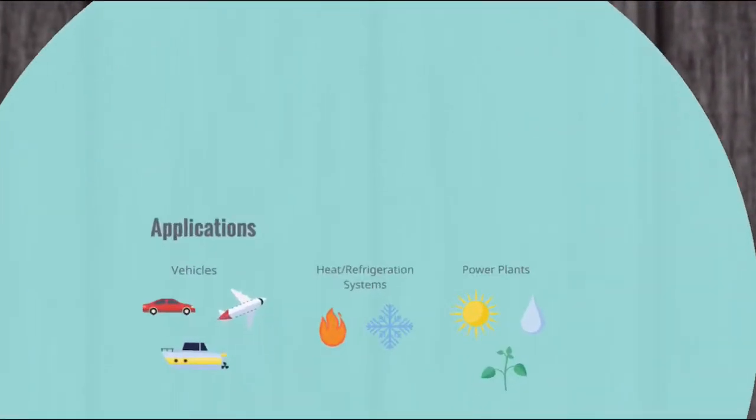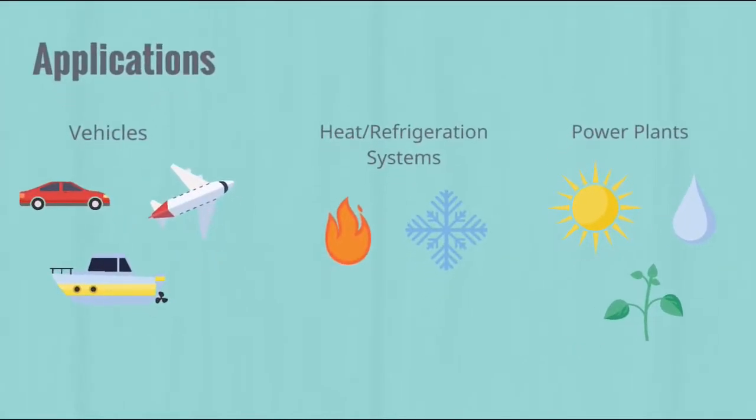Some of the real-world applications of thermodynamics are all types of vehicles that we use, such as cars, trucks, ships, airplanes, and many others, work on the basis of the second law of thermodynamics. The concept of heat transfer is used in a wide range of devices, like heat exchangers, refrigeration systems, and other types of cycles, which also work on the second law of thermodynamics.